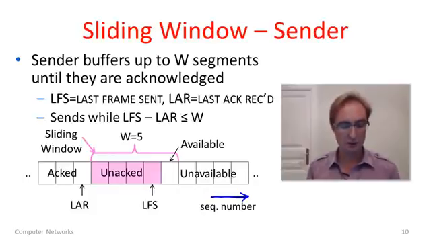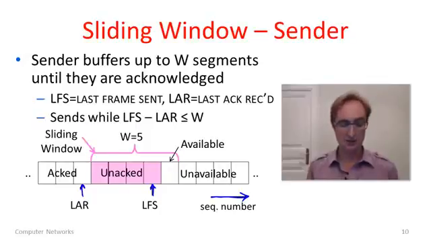We'll express the sliding window with a couple of sequence variables, a couple of state variables. One is going to be LFS, that's the last frame sent. That's here, so it's the highest numbered segment which has actually been sent out but not yet acknowledged. The other variable is LAR, the last acknowledgement received. So that's the number of the highest in-sequence acknowledgement which has been received from the other side.